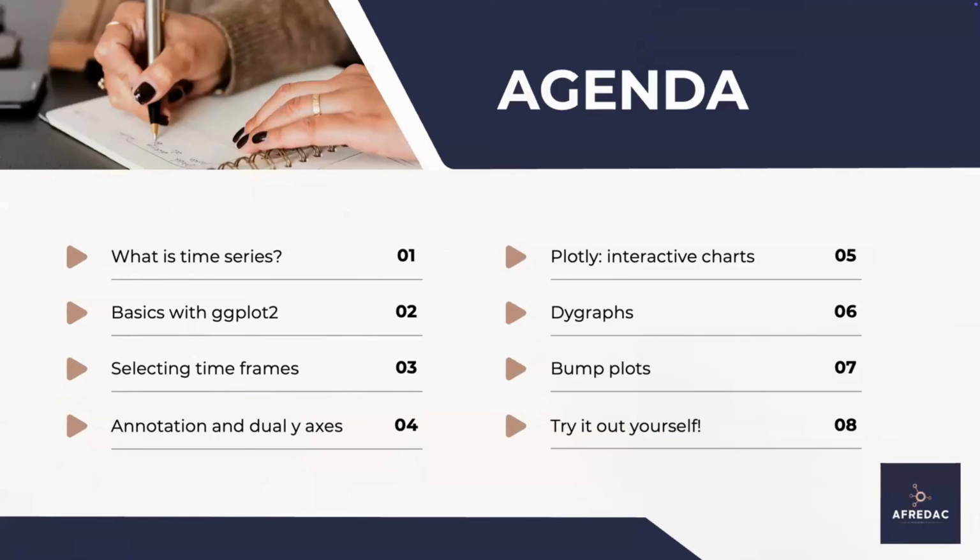So last time we had an introduction to time series analysis in R, specifically time series visualization. We started with ggplot2, saw a few different ways to manipulate time series plots in ggplot in terms of selecting different time frames, annotating plots, and adding dual y-axes. We also touched on Plotly, which is a separate package. We talked about Dygraphs, bump plots, and then we went through the code and tried it out ourselves.